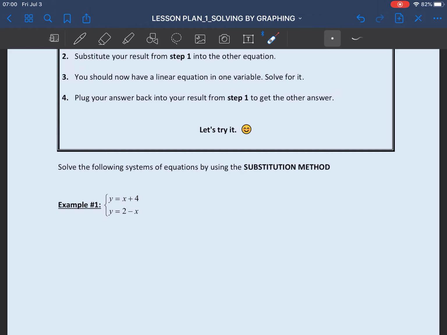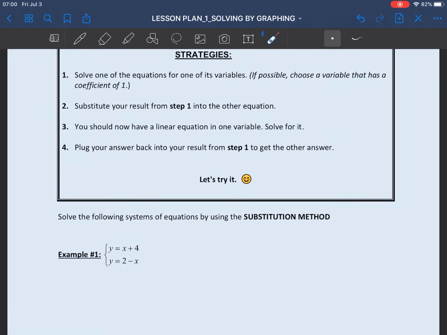So here we go. We have a system of two linear equations, y equals x plus 4 and y equals 2 minus x. And step number 1 says that we must solve one of the equations for one of its variables. So it doesn't specify which equation, so it's up to us which one we choose. And I'm going to get started with the first equation here. We're going to say that y equals x plus 4 is the equation we chose to work with first. We need to solve for one of its variables. I already made my decision. I'll solve for y. And you know why? Because it's already solved for y.